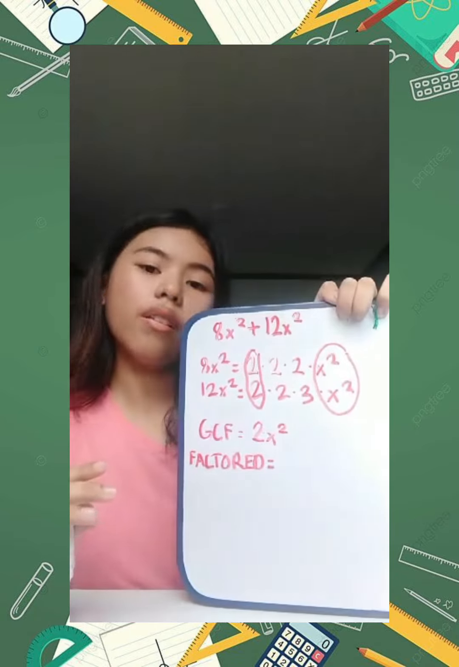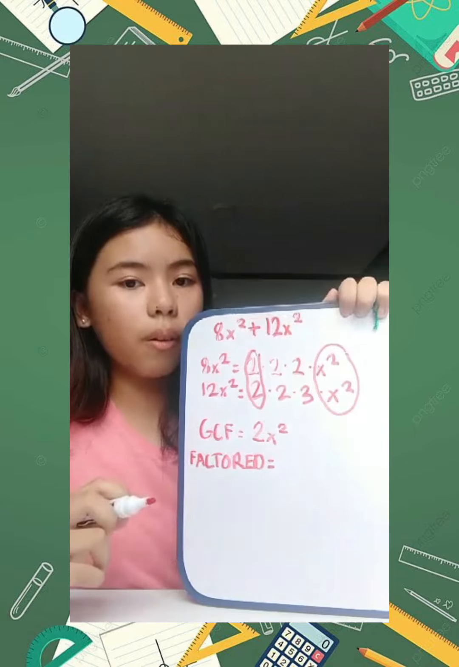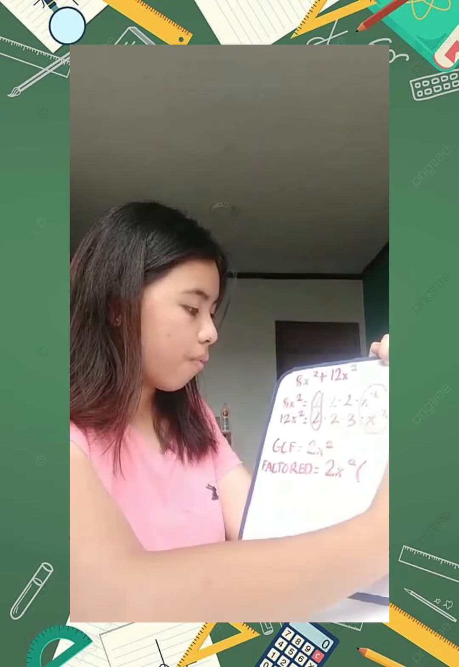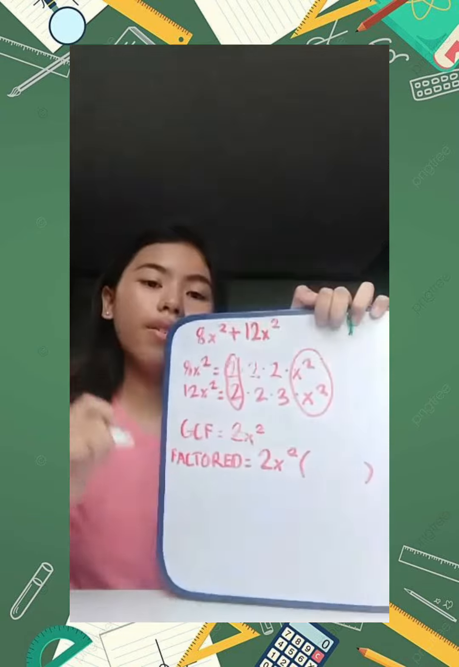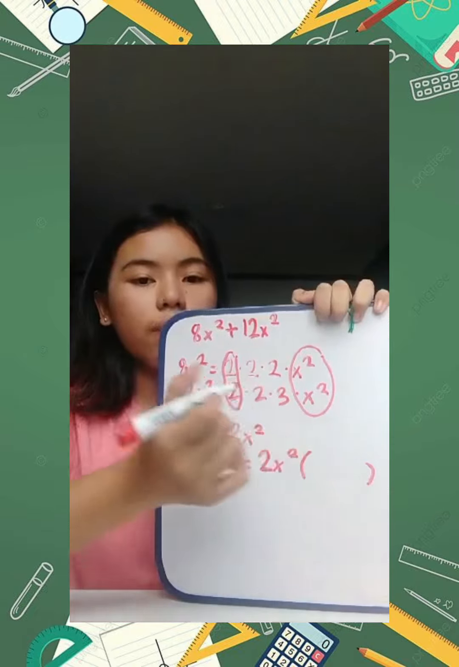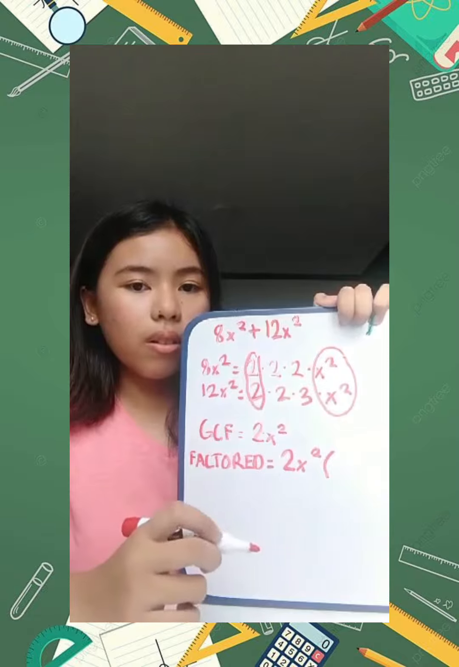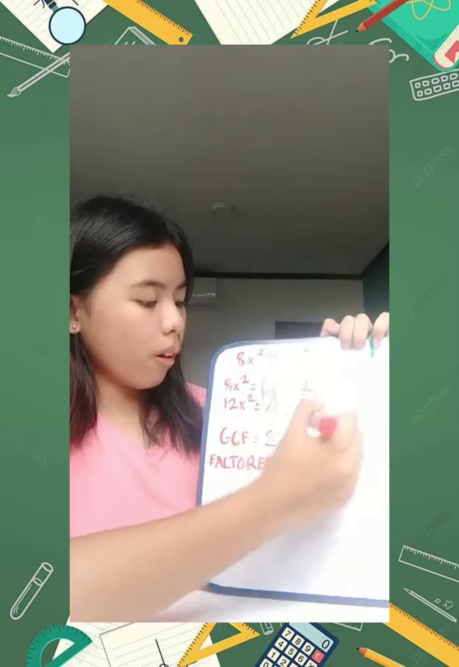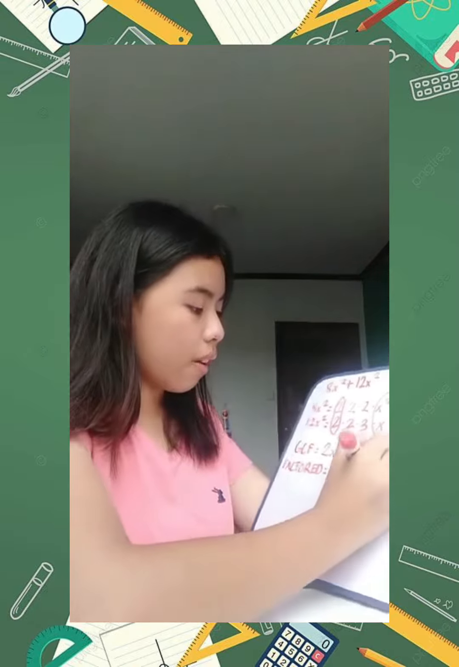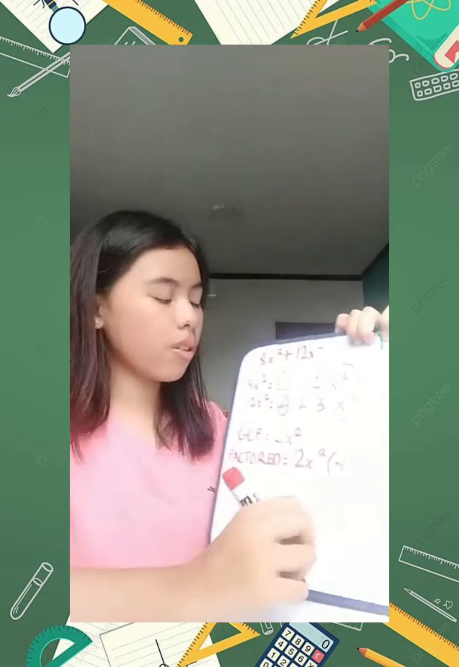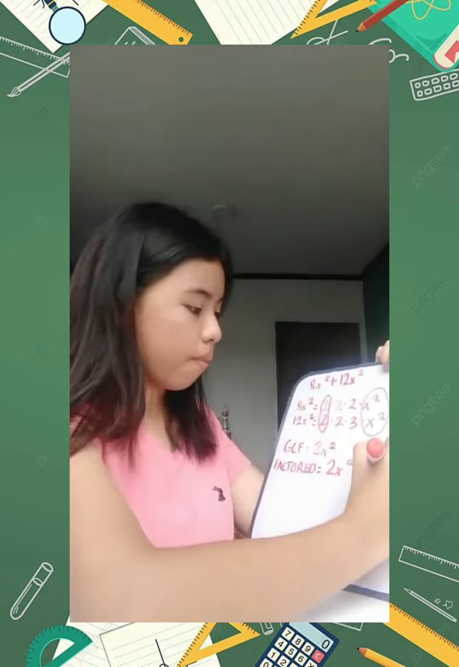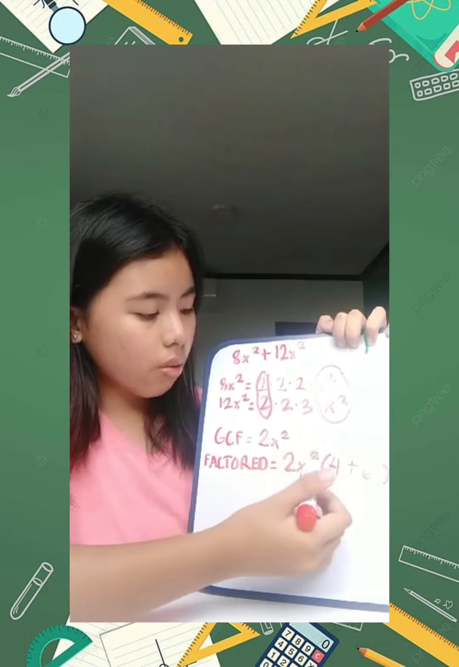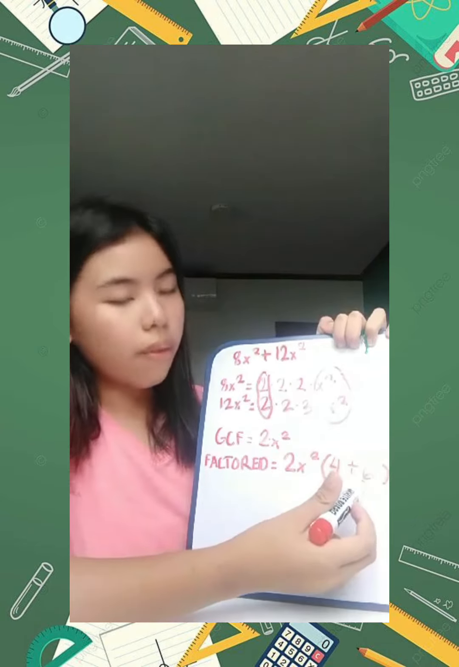But we're not done yet. We still have to find the factored form. So let us write the GCF first here. Then we will add here the multiplied uncommon factors of each term. So 2 times 2 is 4. We will have this as the first term. Now the second term is 2 times 3, which is 6. So the factored form is 2x squared times 4 plus 6.